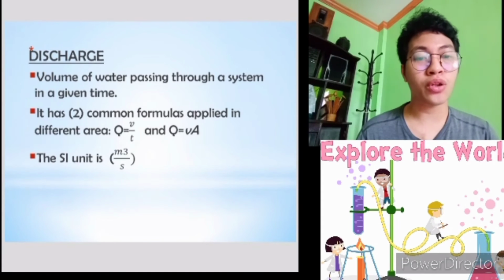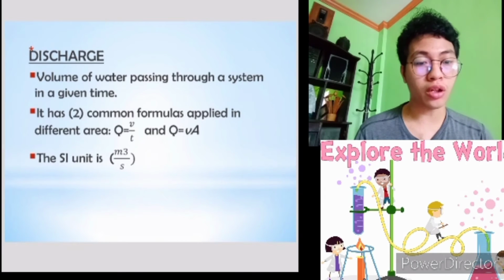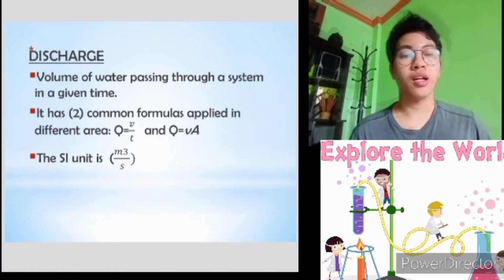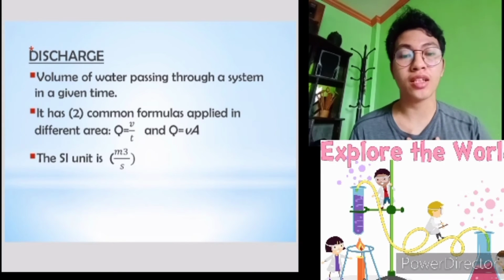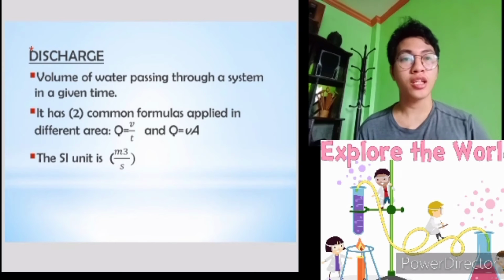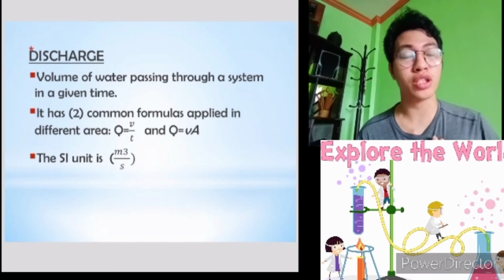Discharge has two common formulas applied in different areas. So, the first formula is Q equals V over T, and the second formula is Q equals VA. Always remember that discharge has an SI unit, or International System of Units, of cubic meter per second. So without following this unit, maybe our computation is wrong or miscomputed.